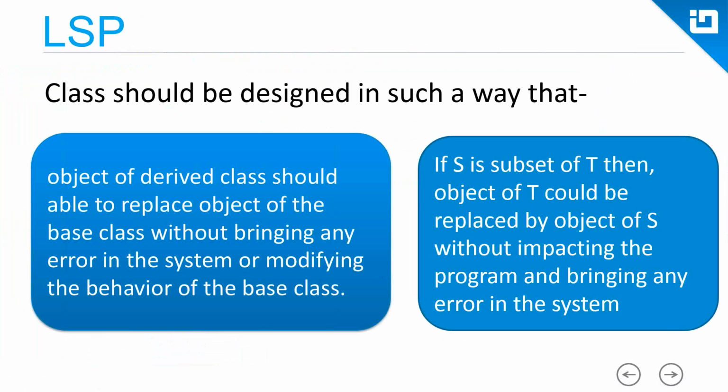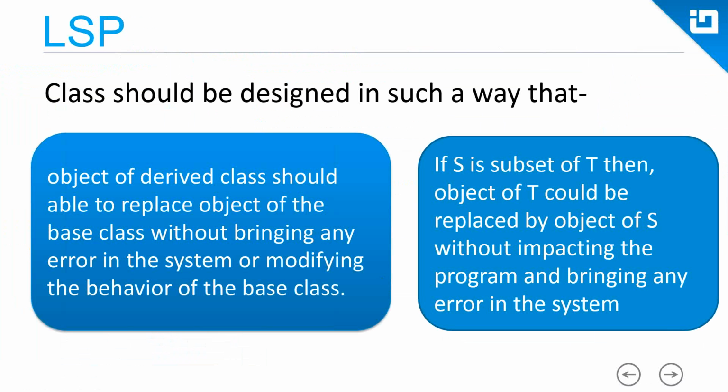LSP stands for Liskov substitution principle, and what it says is that an object of a derived class should be able to replace an object of the base class without bringing any error in the system or modifying the behavior of the base class. So if S is a subtype of T, then an object of T could be replaced by an object of S without impacting the program or bringing any error in the system.